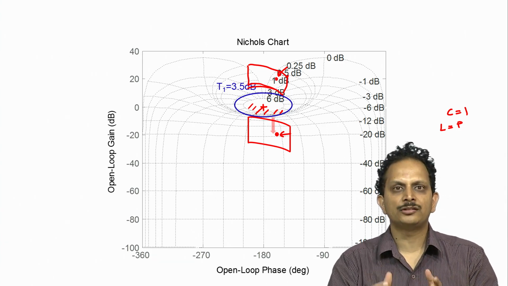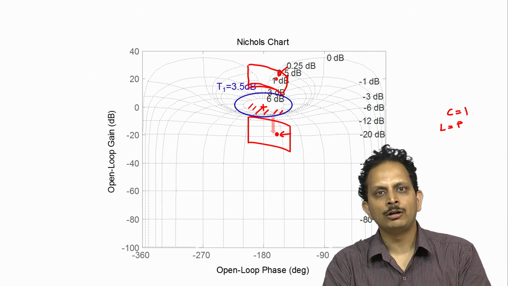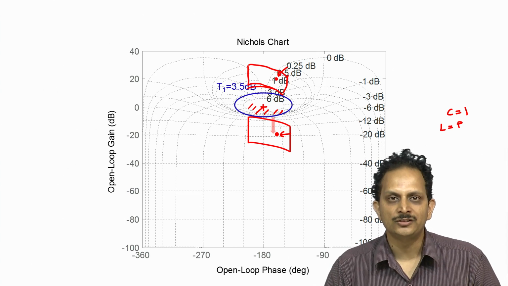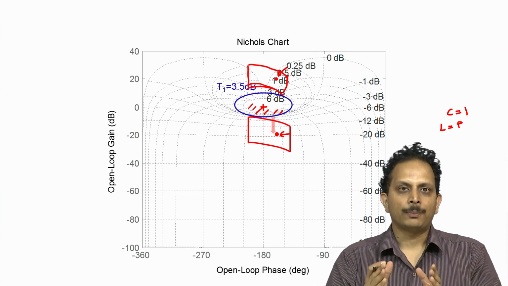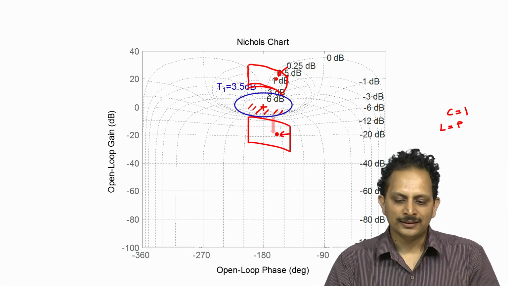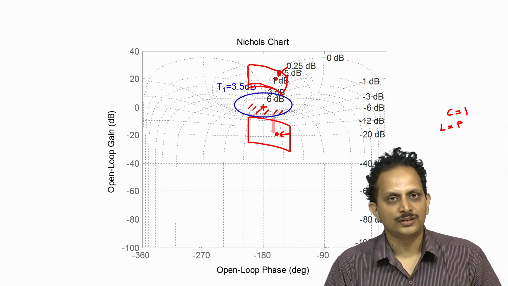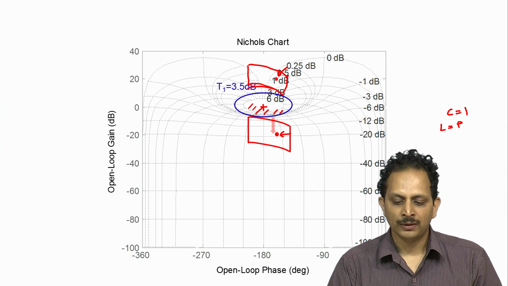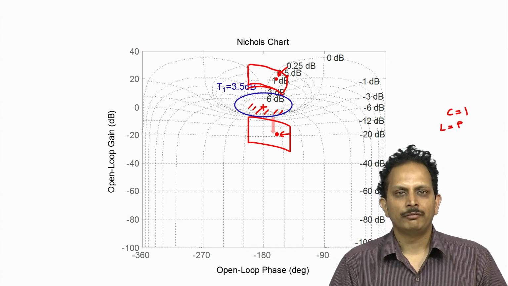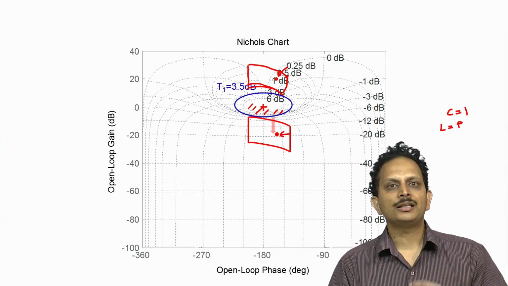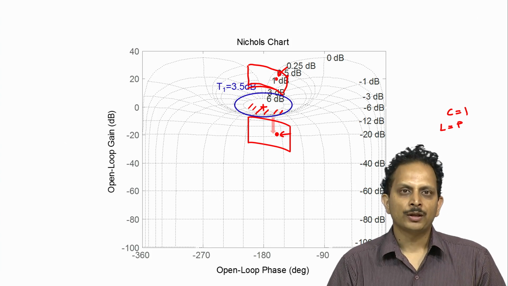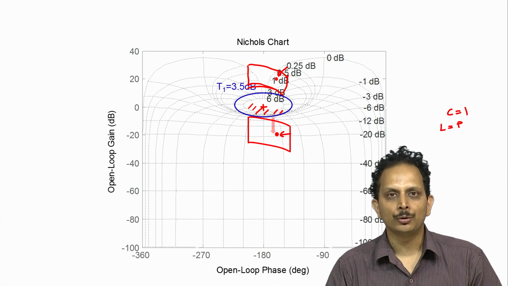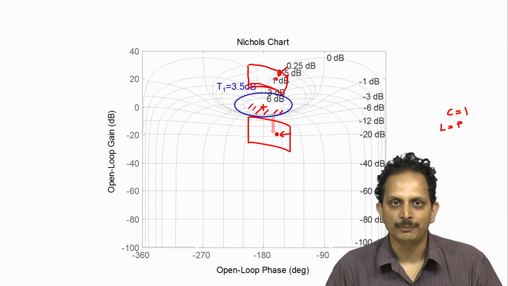If the controller provides phase lead, then the plant template will be to the right of its location when the controller C is equal to 1. If the controller adds phase lag, then the plant template will be to the left of that position when the controller C is equal to 1. And at each of these locations we need to determine where the nominal loop gain has to be in order for every point within the plant template to be outside the contour T1 is equal to 3.5 dB.